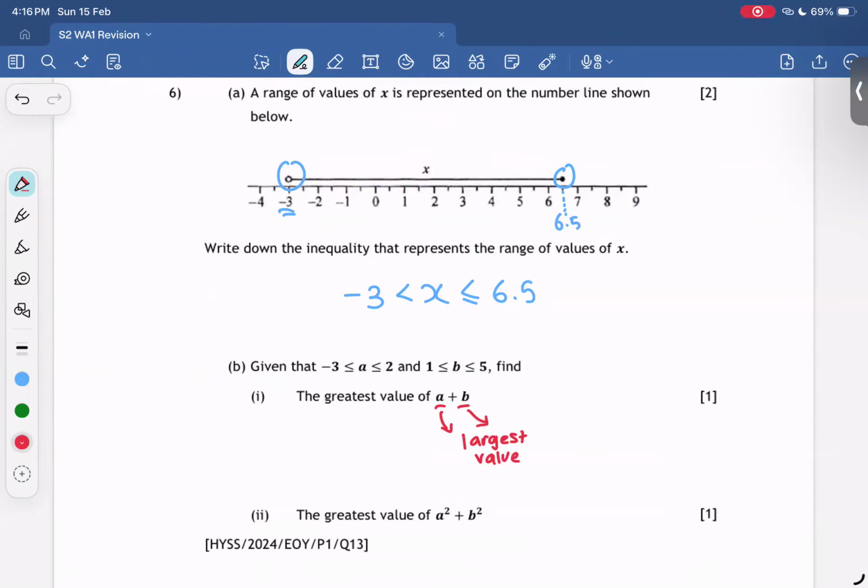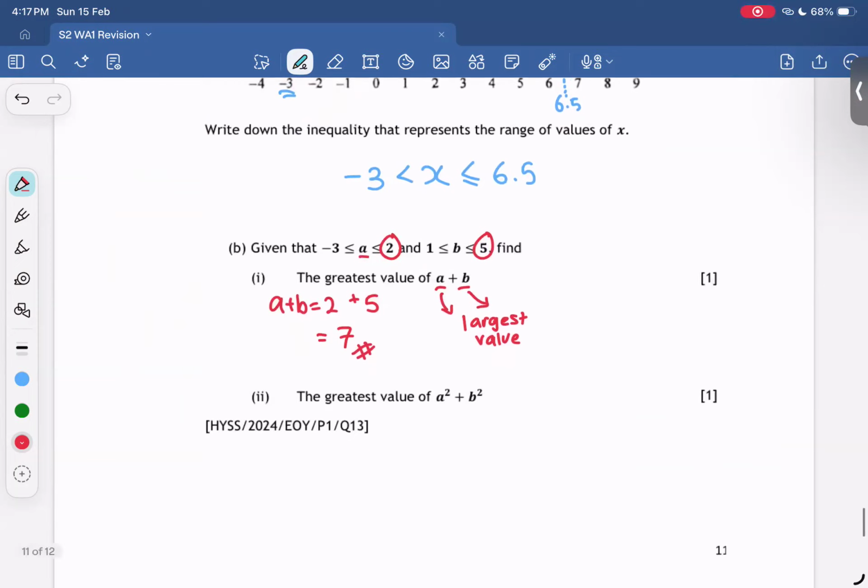Okay, so how do I get the largest value? Let's take a look at the range. So A, the largest value of A is going to be 2. So I'll write down A plus B equals 2 plus, let's see, what's the largest value of B? It's just 5. So 2 plus 5, that is just 7. So that's my answer for question 6B part 1.